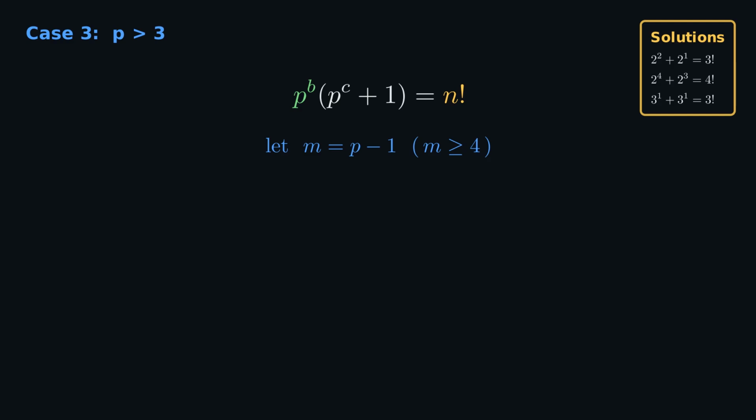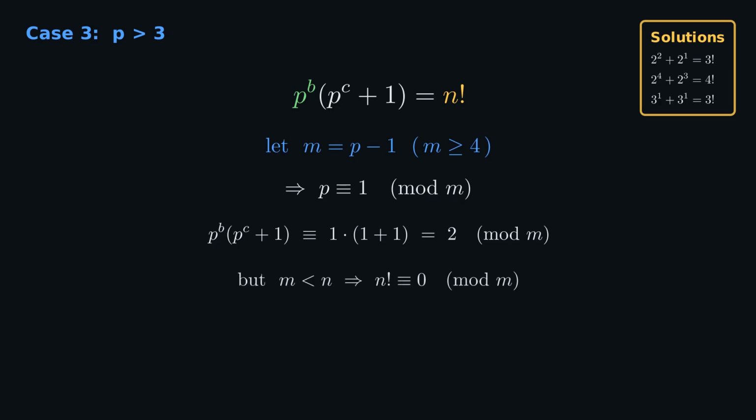So for convenience, we're going to call p minus 1 m. We set m equal to p minus 1. And it should be pretty obvious that means that p equals 1 modulo m. And what we're going to do is reduce our equation modulo m now, which is actually p minus 1, but we're just calling it m for convenience. So if we reduce our equation modulo m, we see that p to the b times (p to the c plus 1) is actually equal to 2 modulo m. So the left-hand side of our equation is equal to 2 modulo m.